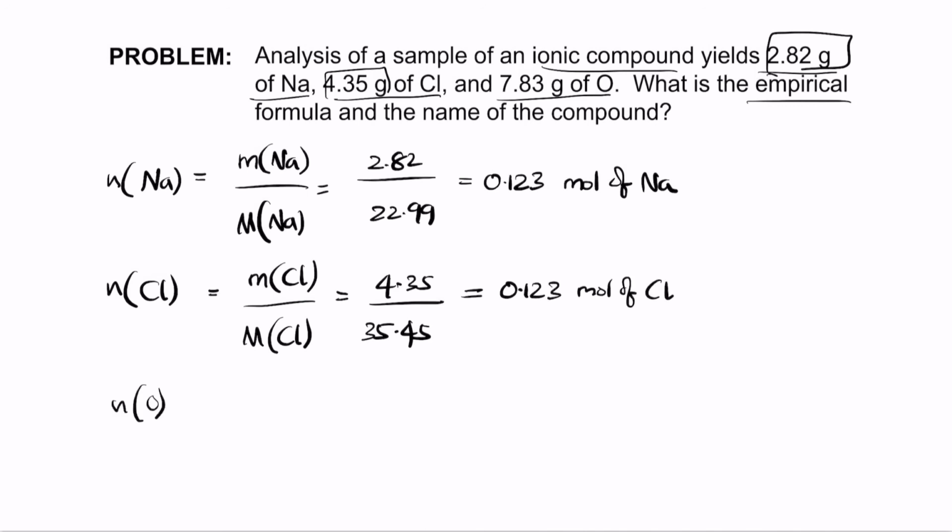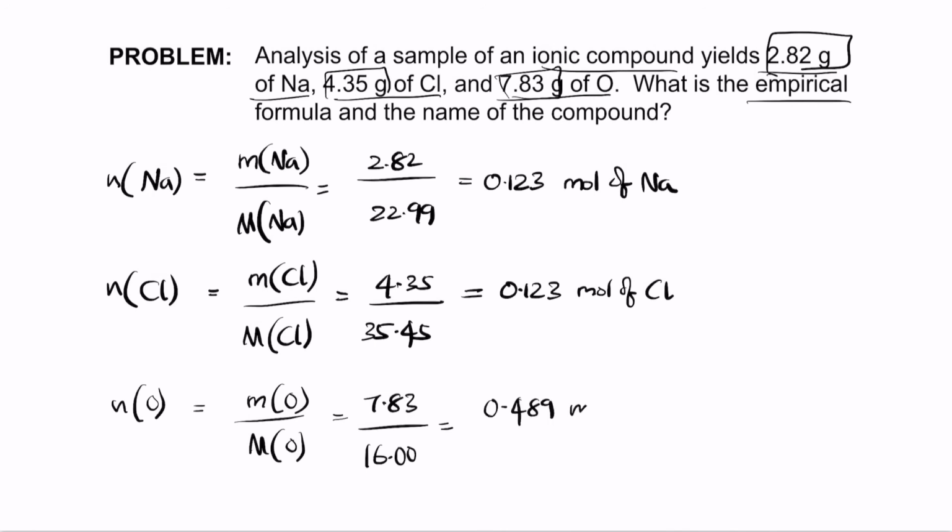Next, number of moles of oxygen. So the mass of oxygen by the molar mass of oxygen. The mass of oxygen given here is 7.83 grams over the molar mass of oxygen, which is 16.0. So that gives you a value of 0.489 mole of oxygen. So these are the final values that you have.